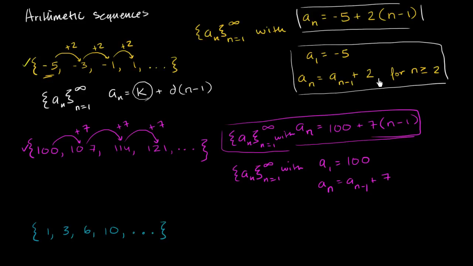In this case, d was 2. In this case, d is 7. That's how much you're adding by each time. And in this case, k is negative 5. And in this case, k is 100.